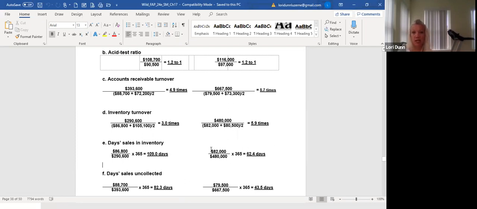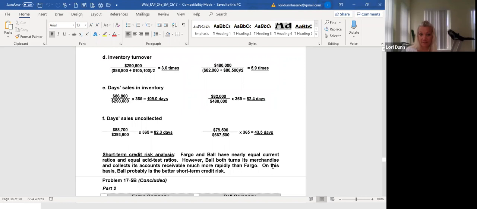Do the same calculation for Ball over here. Their ending inventory, 82,000. Cost of goods sold, 480,000 times the 365 days. It takes Ball about 62.4 days to sell their inventory from the day of purchase. That's 2 months. It takes Fargo 109 days. That's 3.5 months. So Ball is managing their inventory much more effectively than Fargo is. Are there any questions on that?